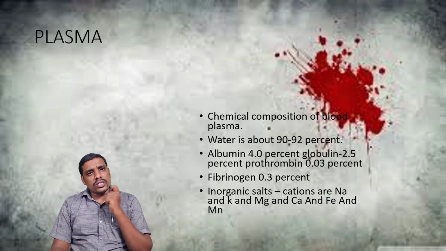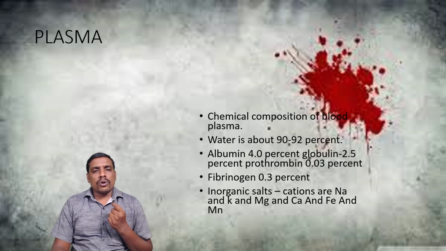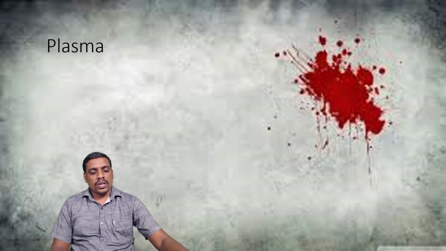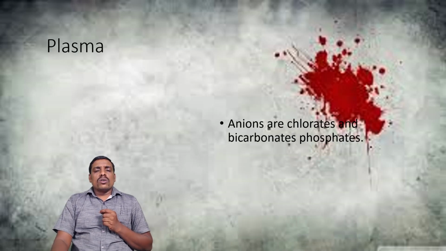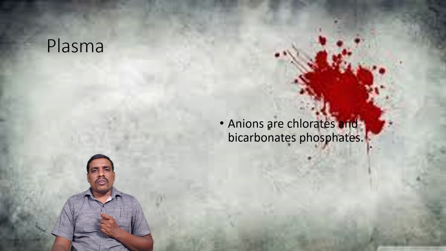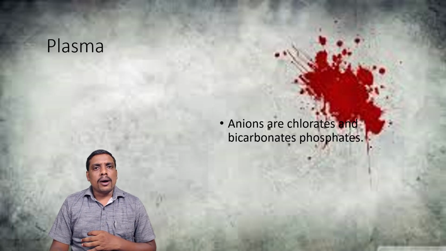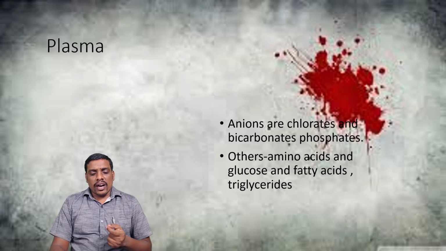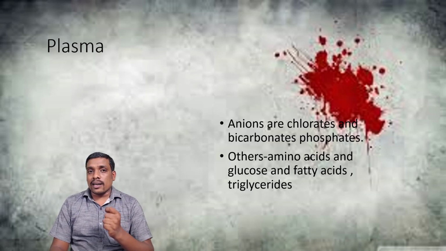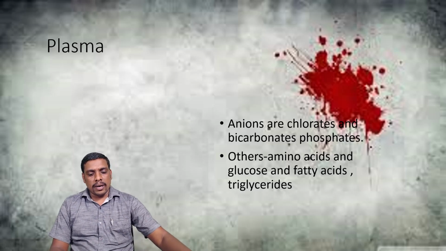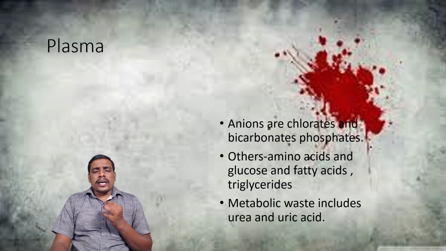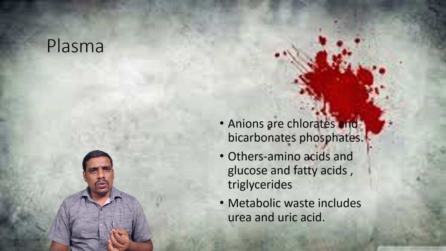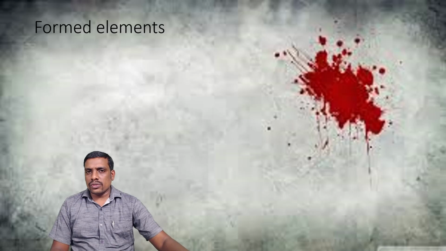Inorganic salts include cations. Cations are sodium, potassium, magnesium, calcium, iron and manganese. Anions like chlorides, bicarbonates and phosphates are also present in the blood plasma. Amino acids, glucose, fatty acids, glycerides and triglycerides are present in the blood. Metabolic waste is also seen, which includes urea and uric acid.